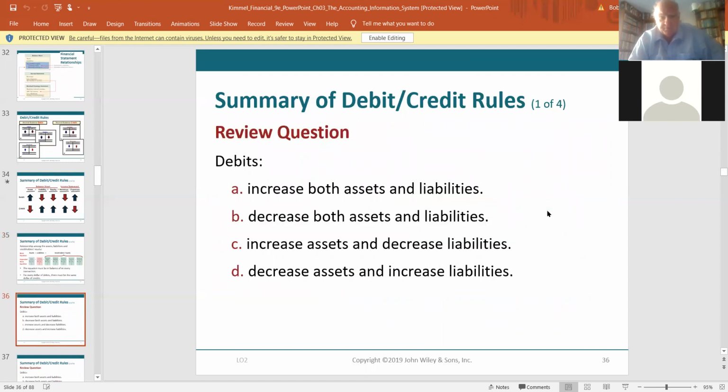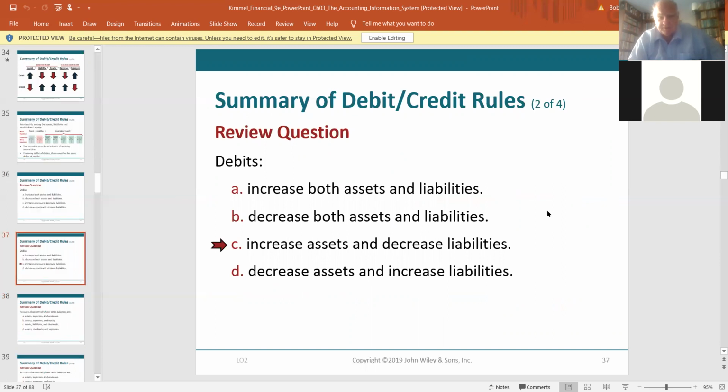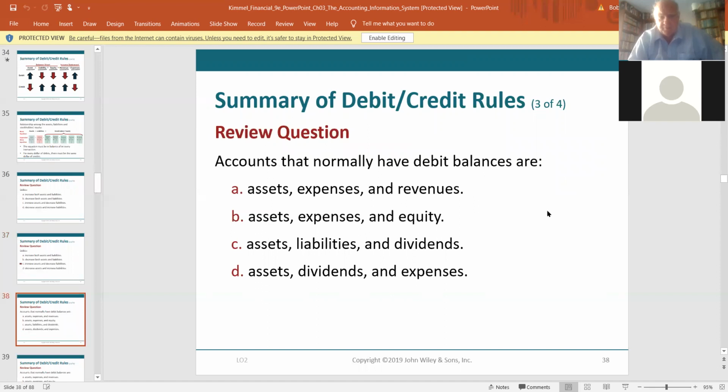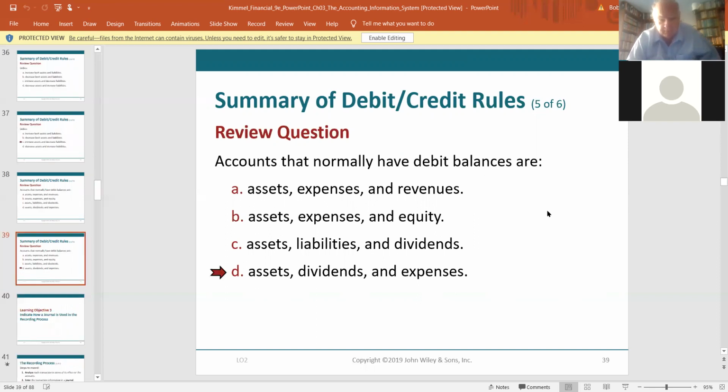Summary of the rules. Debits increase assets and decrease liabilities. That's a typical test question around this chapter. Accounts that normally have debit balances. Look at the mnemonic that I just had you write down. After eating dinner. That would be B. Equity. I'm sorry. Assets. Oh, I'm sorry. I didn't see that on the bottom there. Assets equal after eating dinner. I fouled up my own acronym. Assets, dividends, and expenses, okay?